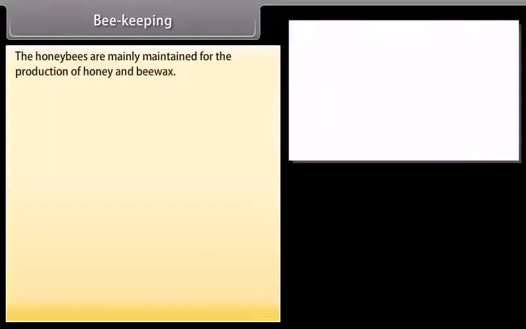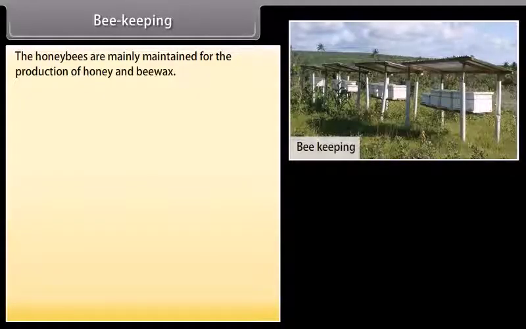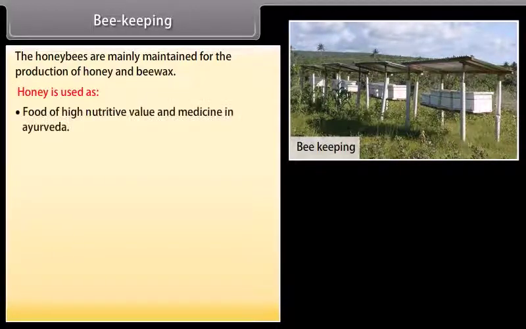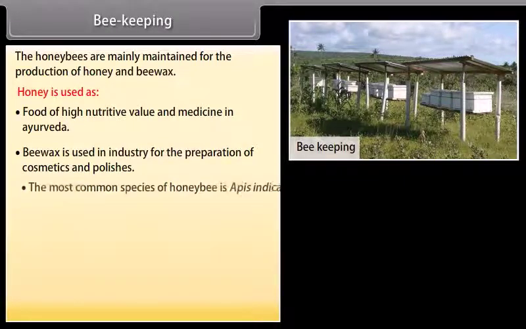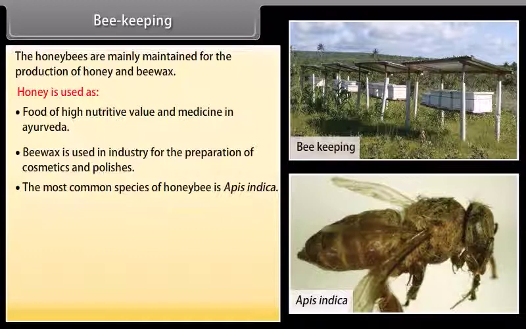Beekeeping. The honey bees are mainly maintained for the production of honey and bee wax. Honey is used as food of high nutritive value and as medicine in Ayurveda. Bee wax is used in industry for the preparation of cosmetics and polishes. The most common species of honey bee is Apis indica.